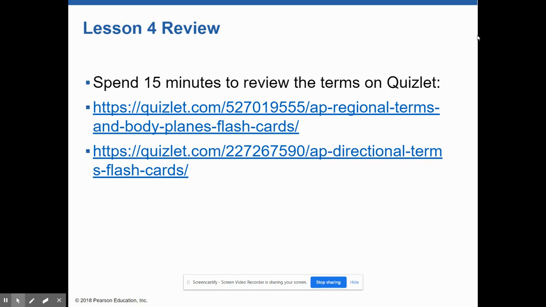But before I get started on today's lesson, I want you to review the Quizlets from the past 2 days. Take about 15 minutes to review the Quizlet flashcards for regional terms, and then take some time to review the flashcards for directional terms. You can pause this recording and then press play when you're ready to move on.